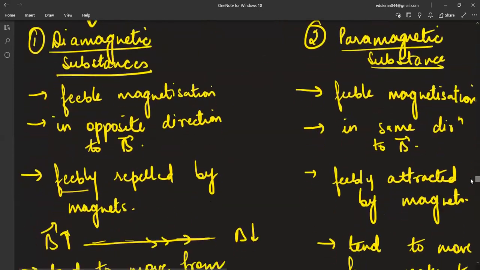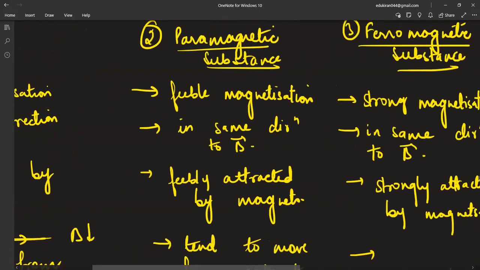Sometimes you have to identify, and in most cases this is a very important topic, types of magnetic material. This will come in your exam as a separate question. You have to write the theory. Sometimes differences between all the 3 materials come. Sometimes between 2 materials come, like differentiate between paramagnetic and ferromagnetic, differentiate between diamagnetic and ferromagnetic, like this.